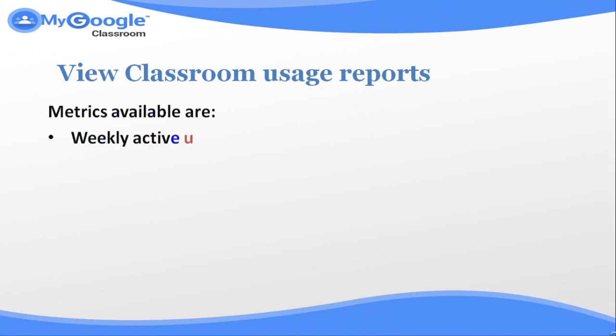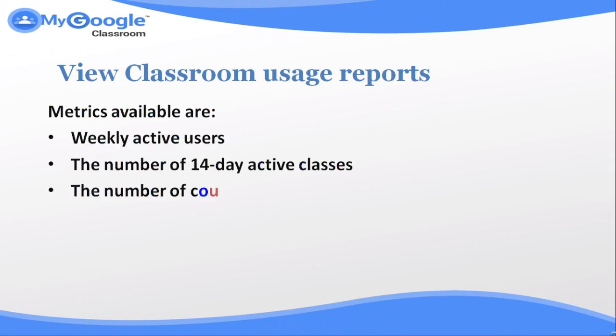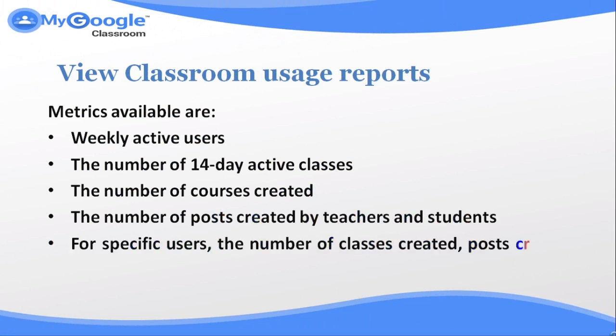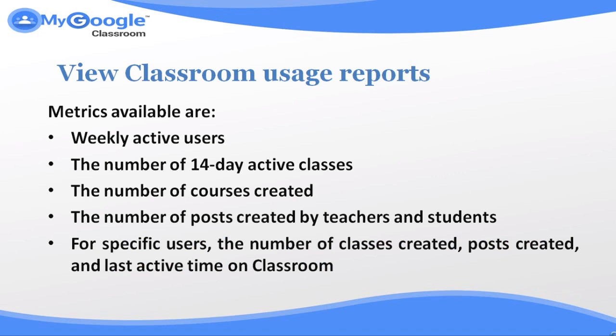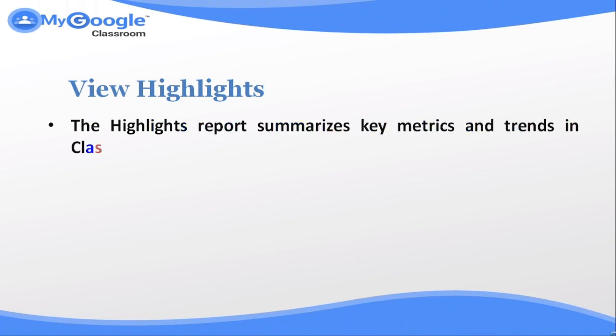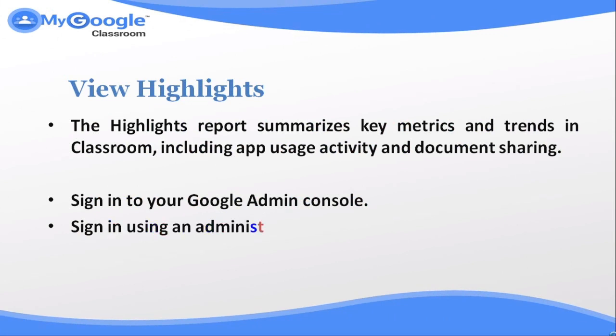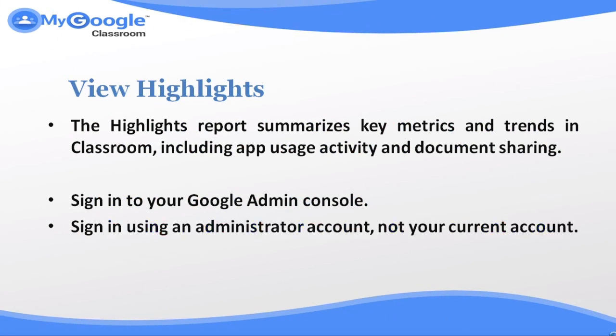Metrics available are weekly active users, the number of 14-day active classes, number of courses created, and the number of posts created by teachers and students. For specific users, the number of classes created, posts created, and last activity time on Classroom. View highlights. The highlights report summarizes key metrics and trends in Classroom, including app usage activity and document sharing.